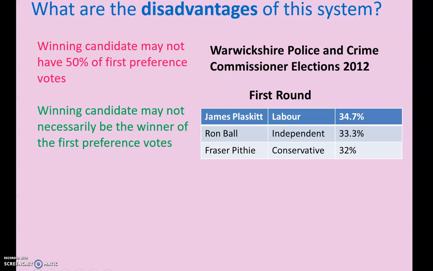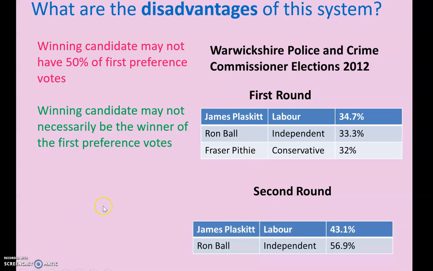However, it probably isn't rocket science to realise that not many Conservative voters are going to vote Labour on their second preference. They will probably vote independent, which is what they did, because on the second round, James Plaskett, Labour, got 43%, and then Ron Ball, the independent, got 56.9%. So the guy that came second on the first round actually won on the second round.